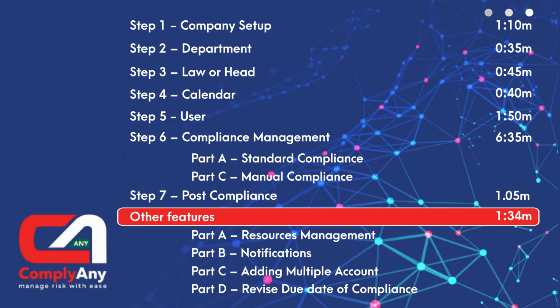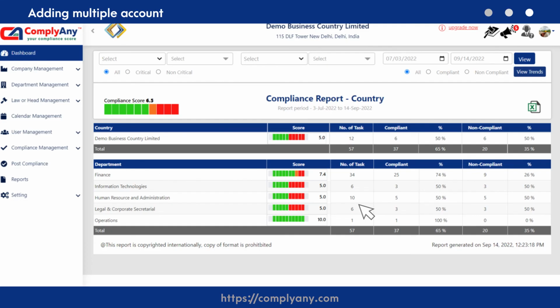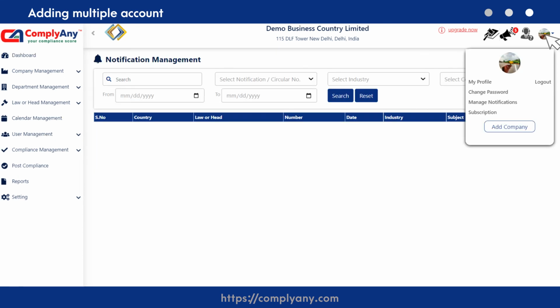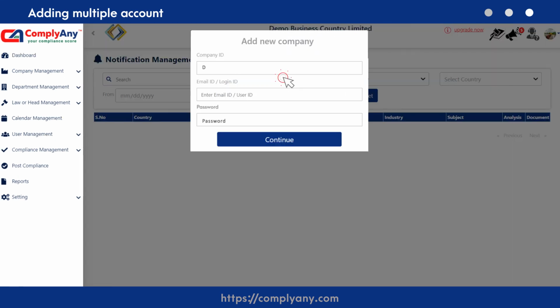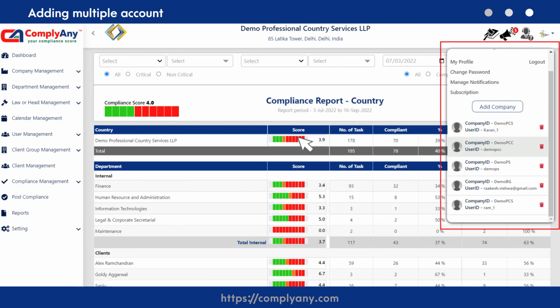Other features. Part C. Adding multiple account. If you have multiple subscription plans, maybe for different group of companies or one for business and one for personal, you can click Add Company option. In the pop-up, enter company ID, user ID and password. Now you can switch over these accounts whenever you want to see the other one.